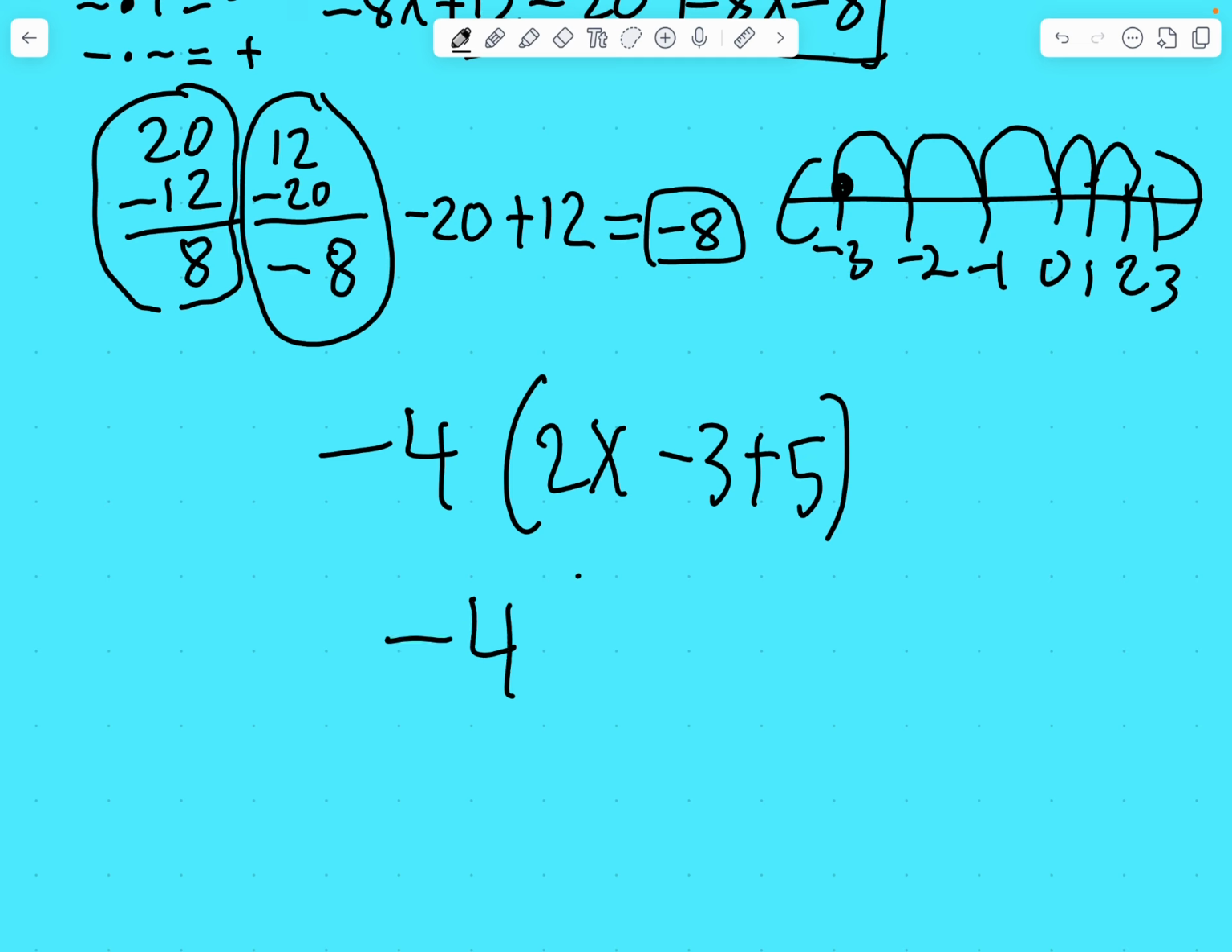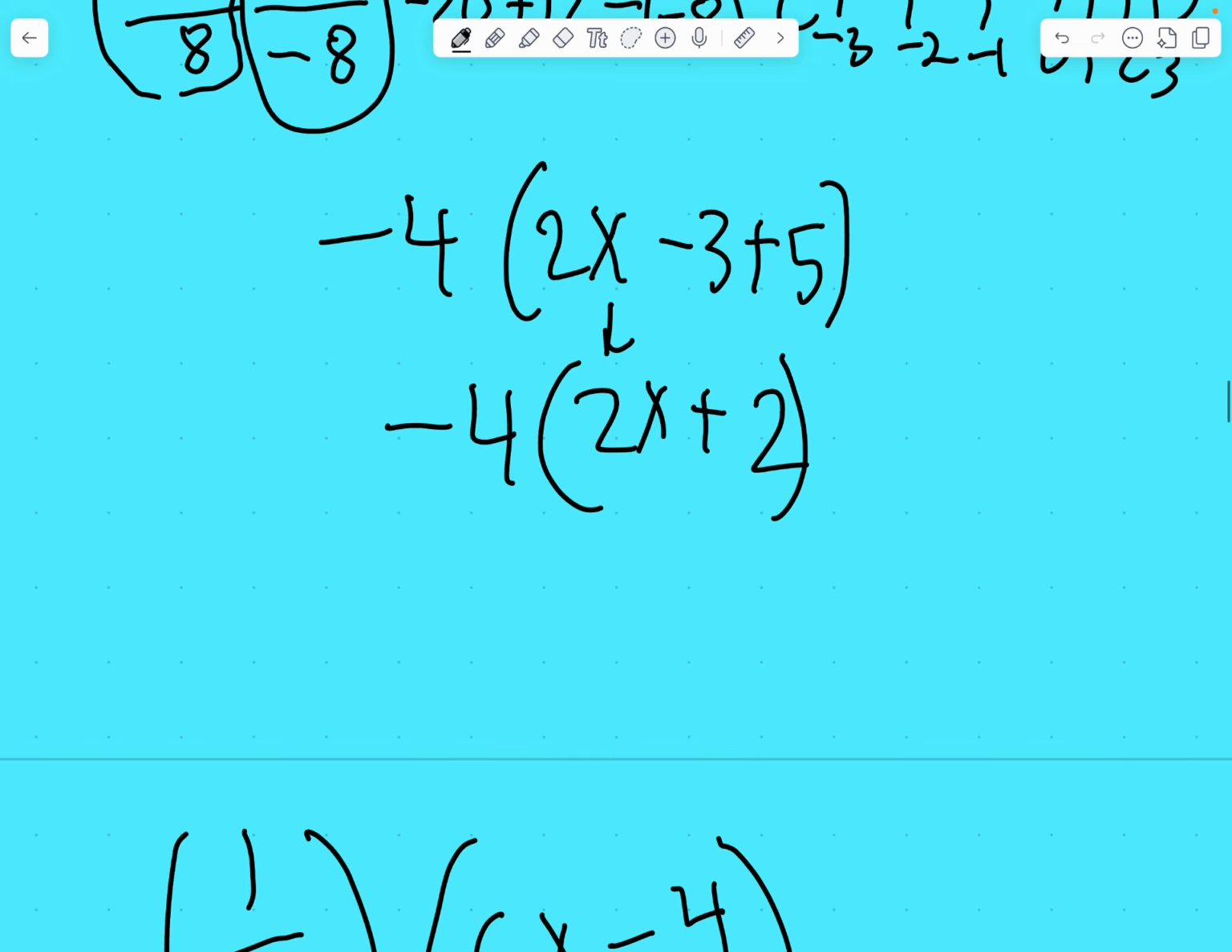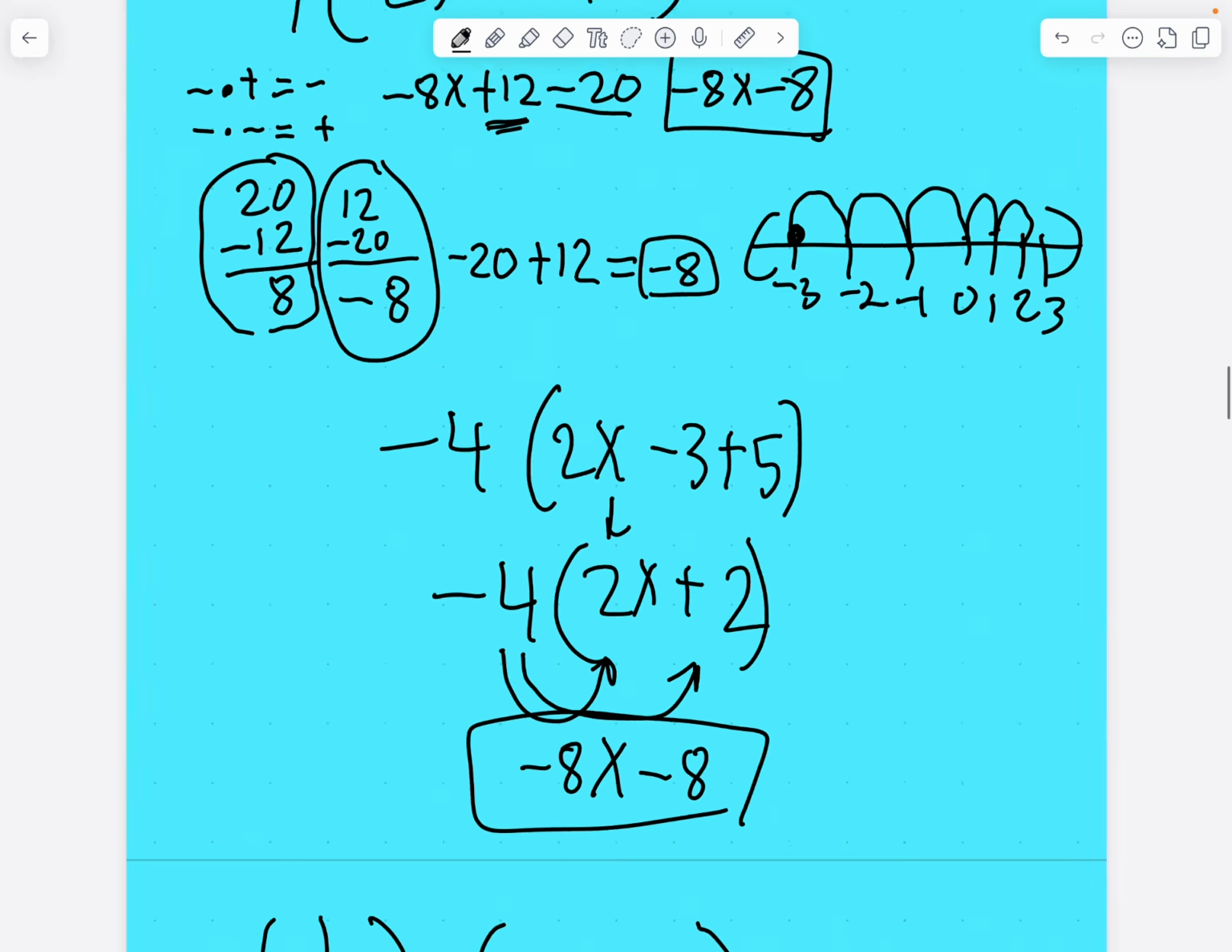So now I have -4, 2x I just brought down, plus 2. Let me delete that. And now I'm going to distribute it. -4 times 2x, -8, and just bring down the x. -4 times 2, it's a -8. See? Same answer as this one.